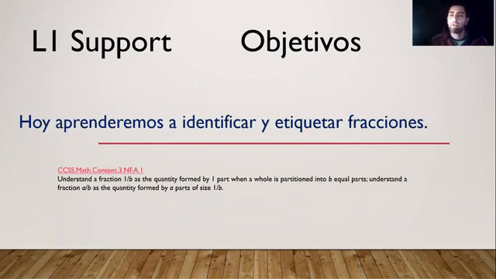L1 support. Raise your hand if you speak Spanish. Any Spanish? Oh, look at that. Half of the class. Now, as usual, we're going to have a little Spanish lesson embedded, known as L1 support.